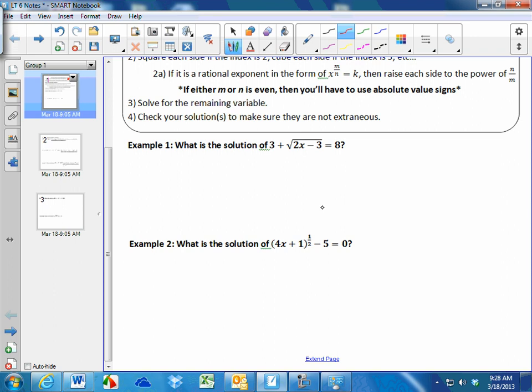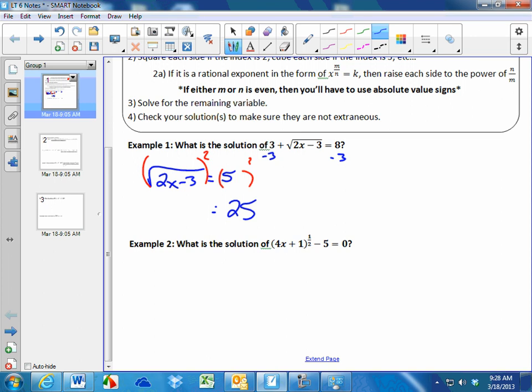Step 1, isolate the absolute value, which would mean what? Subtract the 3. So we get the square root of 2x minus 3 equals 5. Step 2, now that the radical is isolated, it's a square root, so square both sides. On the right side, we get 25. What happens when you square a square root? It kind of gets rid of the square root, doesn't it?